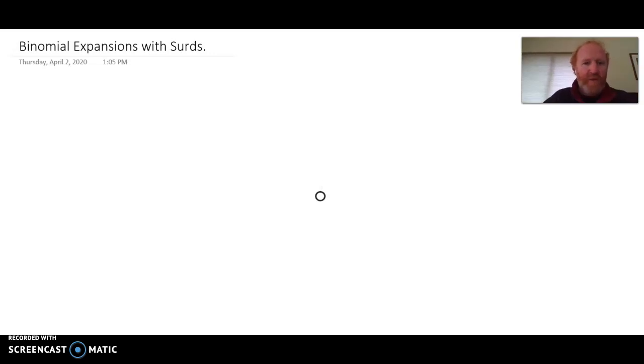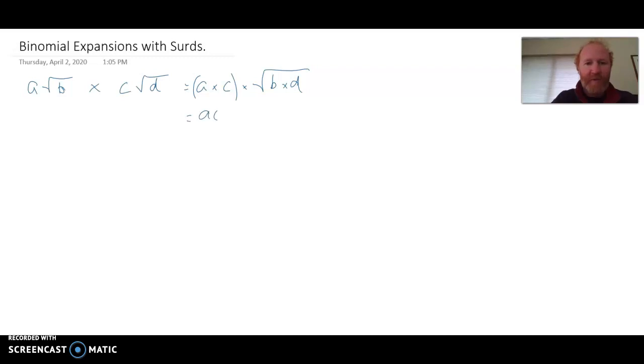Okay, binomial expansions with surds. Well, to do this we need to revise just very quickly some other concepts in surds and multiplication particularly. So really quickly, if we have something in the form of a root b multiplied by c root d, so something on the inside, something on the outside. Remember that we multiply the outside bits together, and that is still multiplied by the inside bits together. So in this case I end up with ac on the outside and bd on the inside.